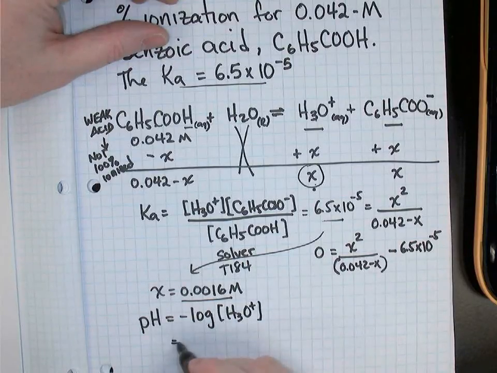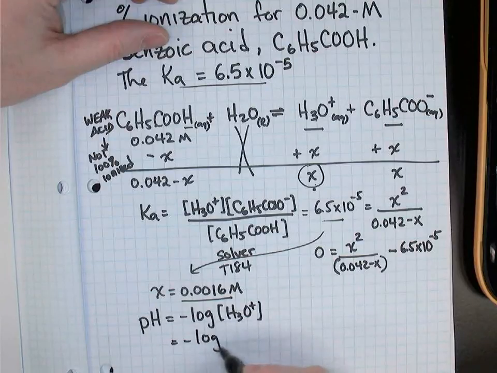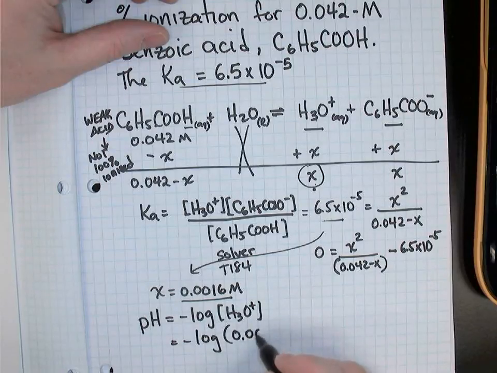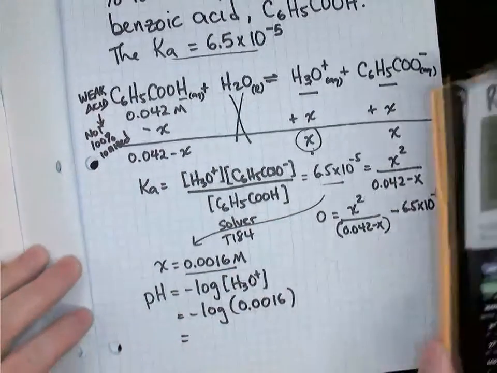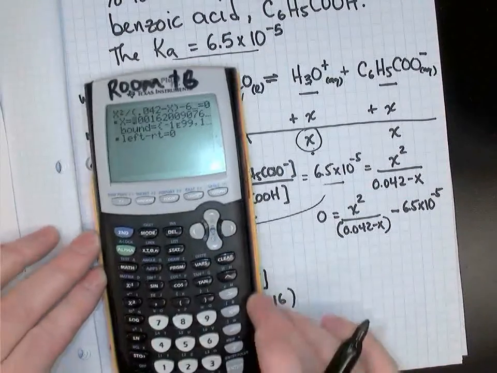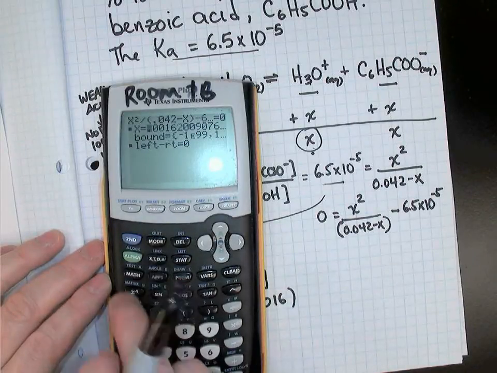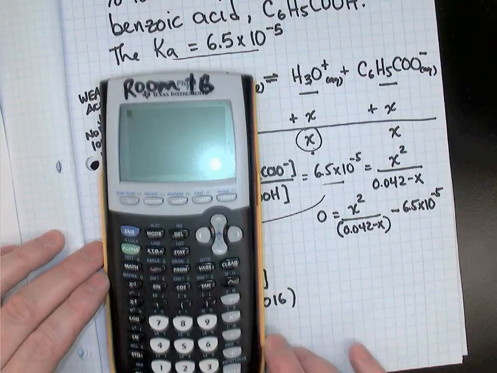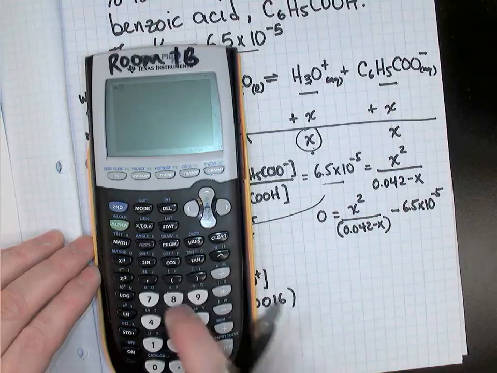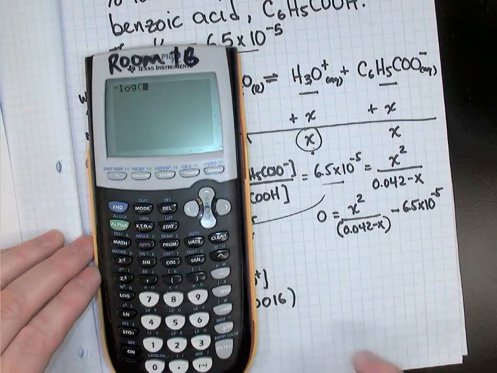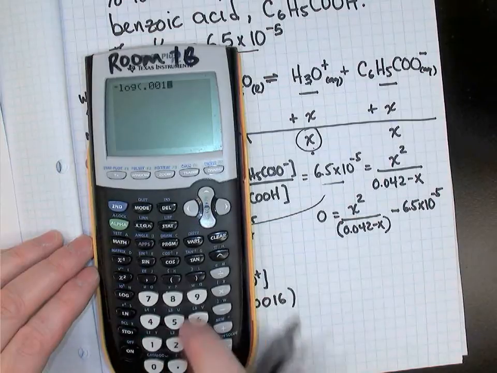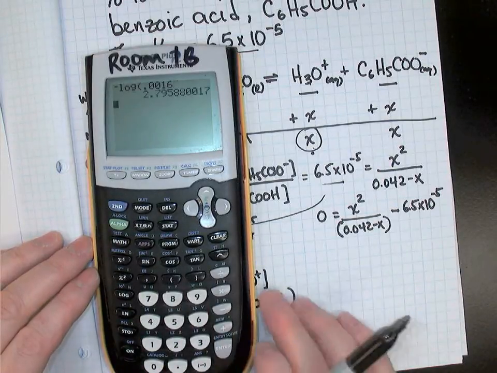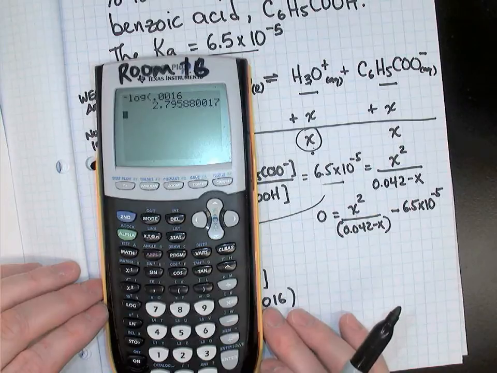So write that down: negative log of, and let's put in this concentration of hydronium, 0.0016 molarity. Grabbing a calculator now. I'll get out of the solver by pressing second function and quit right above the mode button. So second function quit takes me back to my main screen. And now I want to take the negative logarithm, log, of 0.0016 and press enter. It tells me the pH is 2.795.